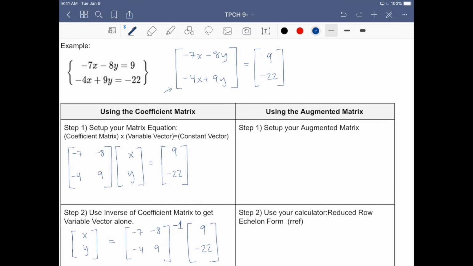So it's going to be kind of like the coefficient matrix first. So negative 7, negative 8, negative 4, 9. And usually on paper what we do is we see a line like this so that we know it's an augmented matrix. And then I'm going to write my constant vector on the other side. So really what I'm going to be putting into my calculator is a 2 by 3 matrix.